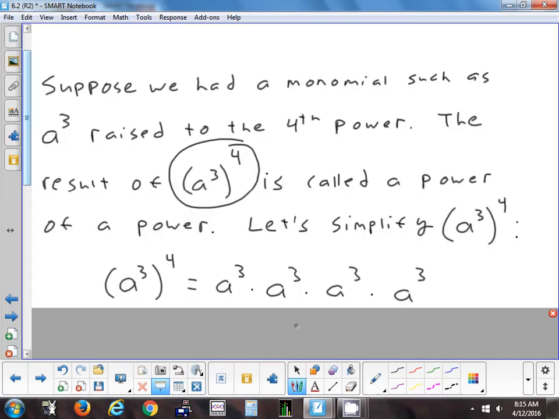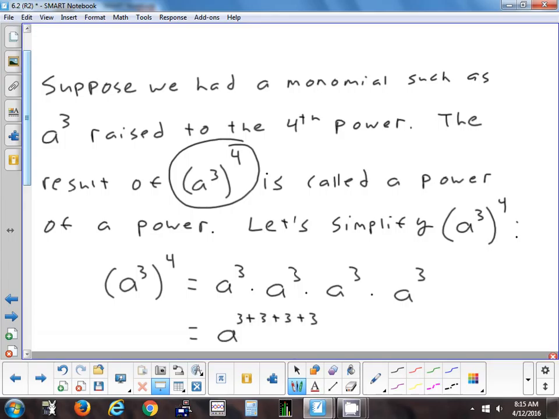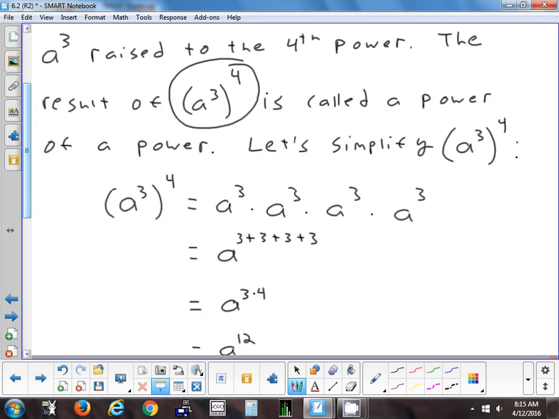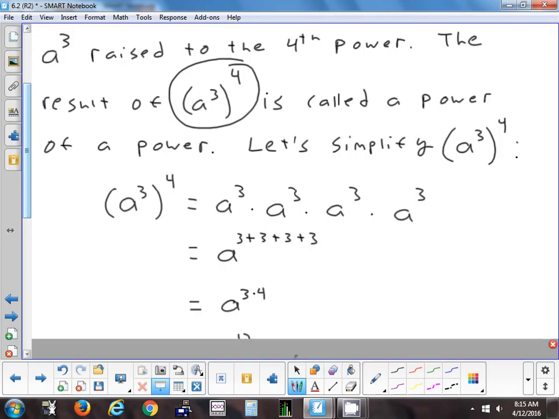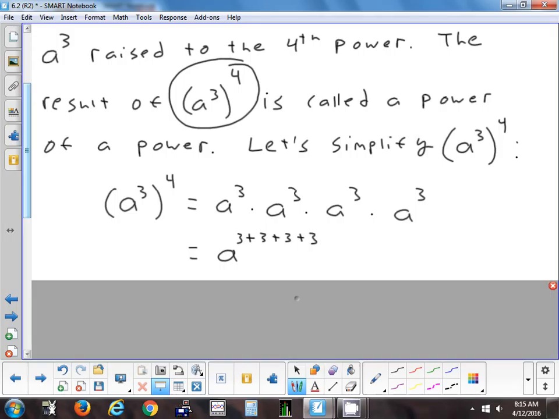Oh, so you don't multiply them? Nope. So 3 plus 3 is 6, plus another 3 is 9, plus 3 more gives me 12. So we add up all the exponents and we get a to the 12th. Now that we know the answer is a to the 12th, does anybody see what you do with the 3 and the 4 to get a to the 12th? Multiply them, yeah.